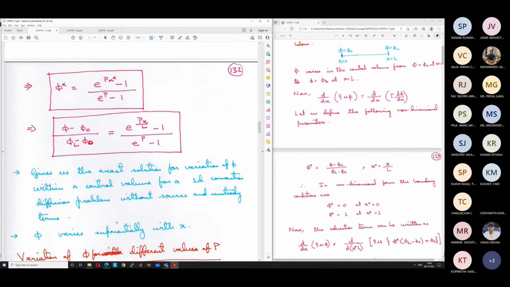Let us try to understand this variation for different Peclet numbers. We will see that the behavior is different for different Peclet number p, because it will depend on the Peclet number.